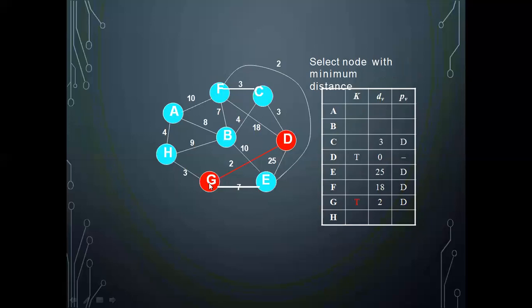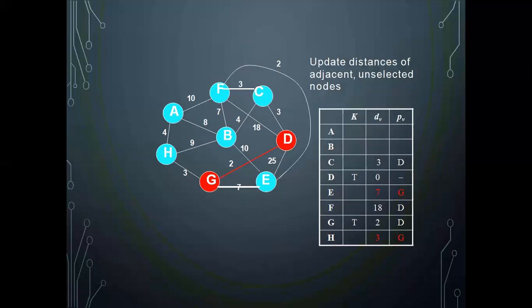Now from G I should see what all are the edges present. G to H I have edge with weight 3 and G to E I have edge with weight 7. So I should add those weights. So these are the 2 connections G has. So in this case, who will be the parent? G will be the parent and G to E I have a connection with weight 7 and G to H I have a connection with weight 3.